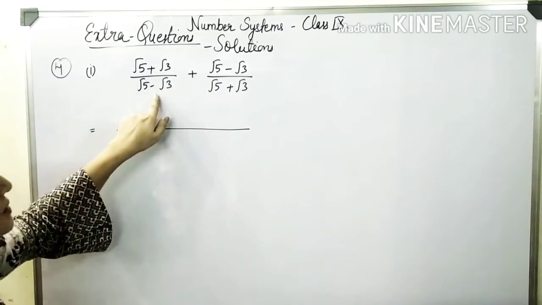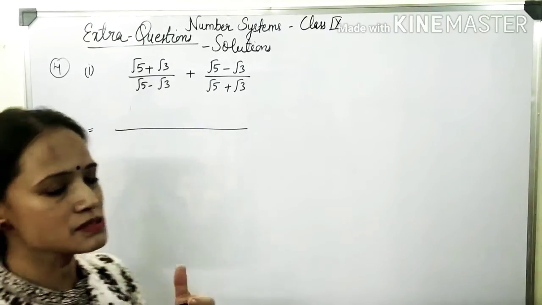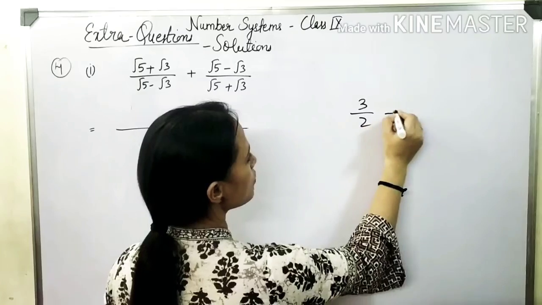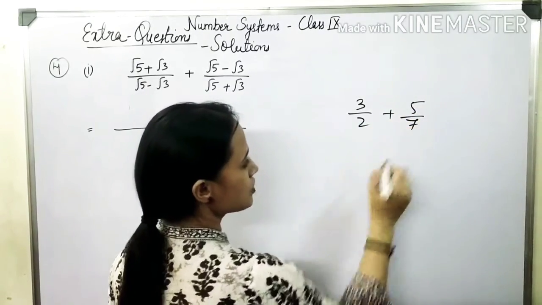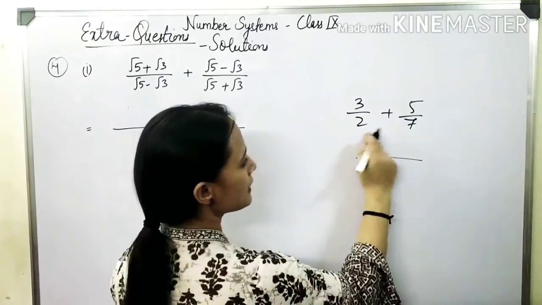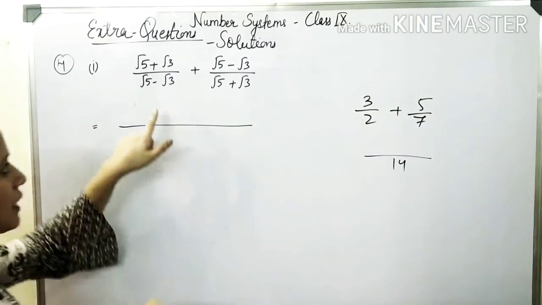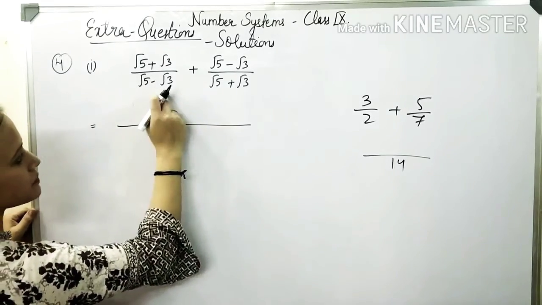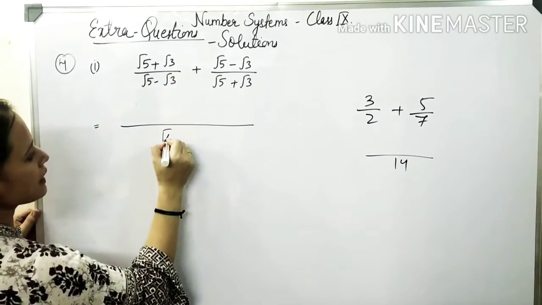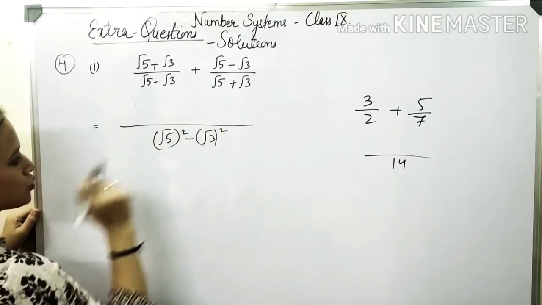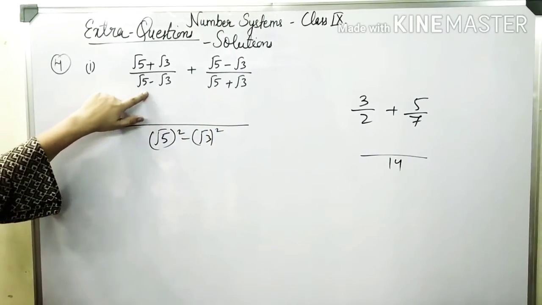If you are taking the LCM, you will see when the numbers are co-prime. How do we do? For example, if I am having 3 upon 2 plus 5 upon 7, so these are the co-prime numbers in the denominator. So we directly multiply them. And similarly here also we can directly multiply them. And since it is a plus b, a minus b, so we will get a square minus b square after multiplying these two terms. Now we know how we should proceed.